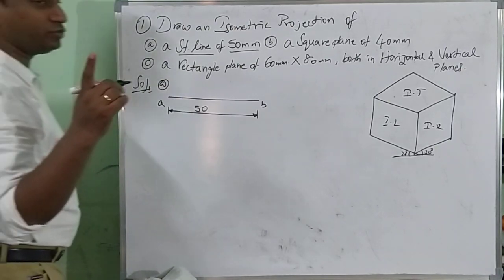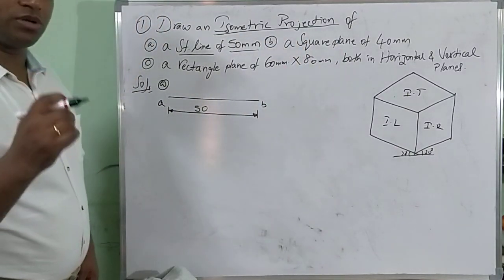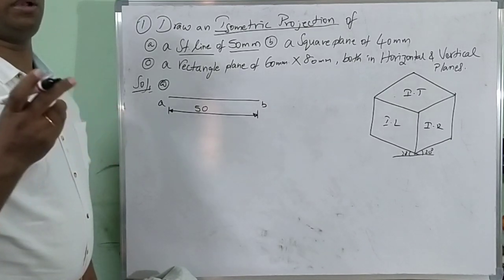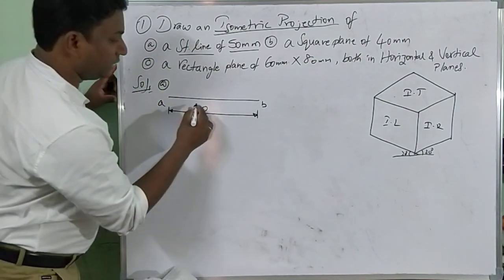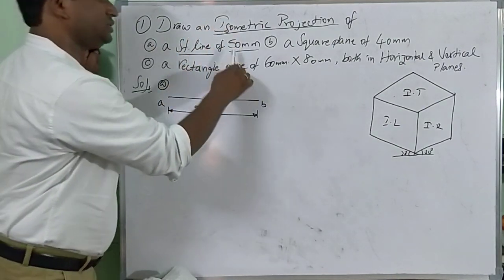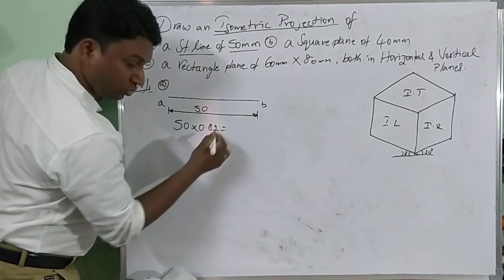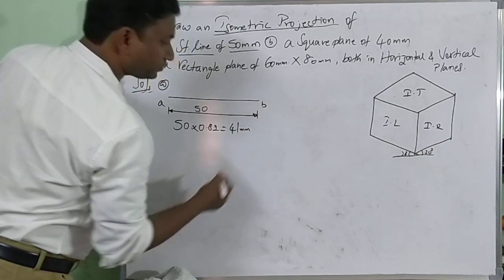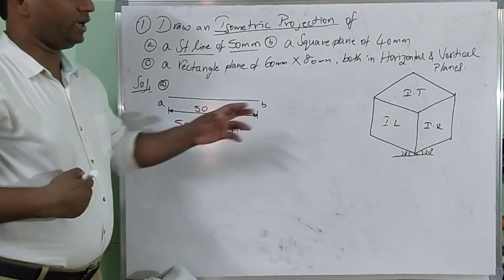Now think here, we have observed one more condition in the question: isometric projection. Isometric projection means we are supposed to use the scale factor of 0.82. It's actually 0.816, but it is 0.82 approximately. That means whatever you draw should be drawn with the scale factor applied to the original dimension. That is 50 into 0.82, which is approximately 41 mm. Now we have to draw the line with respect to isometric.